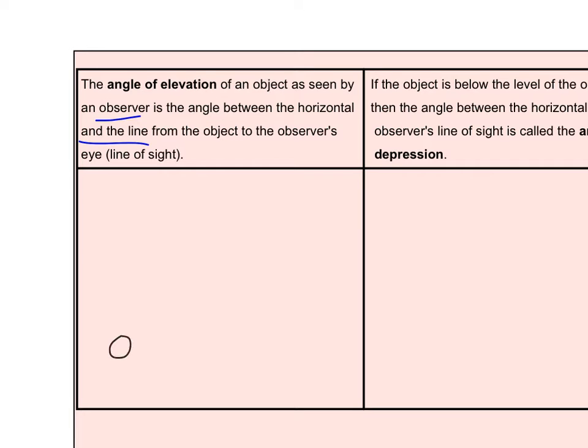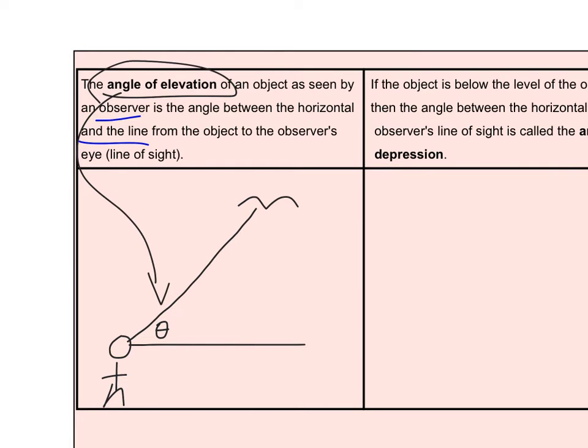If you are on the ground and you see something in the air, a bird, then from your eye line up to that bird, that's going to be your angle of elevation right there. What it does is create a right triangle, so we can use trig, we can use SOHCAHTOA to help us solve. But this right here is your angle of elevation. So that's kind of what that represents.